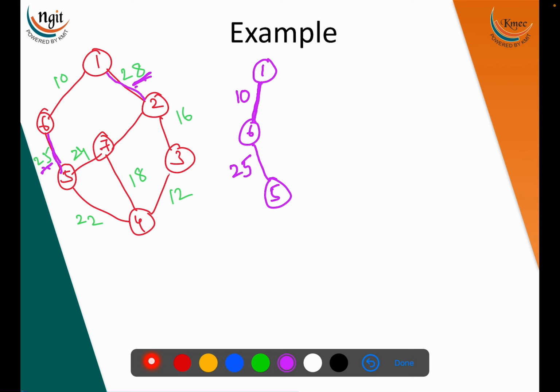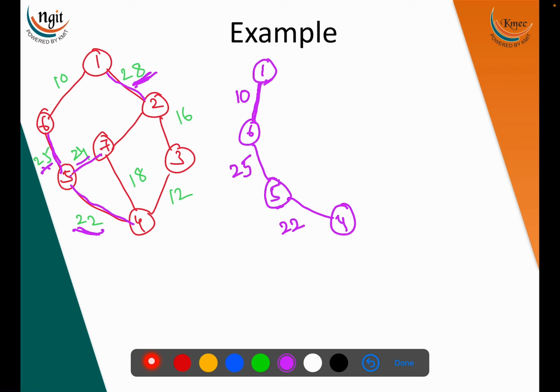Now you are at the 5th vertex and here 1. So there are two vertex where you have to compare. From 1 you have 28. From 5 you have 5 to 7 edge, 5 to 4 edge. So now the comparison is the minimum of 22, 24, 28, which is minimum? 22 is minimum. So add to the solution the 5 to 4 edge, 22.